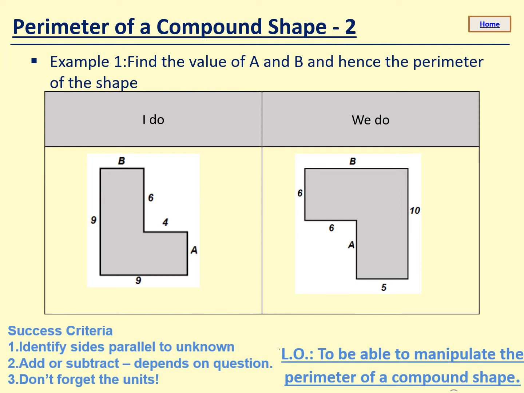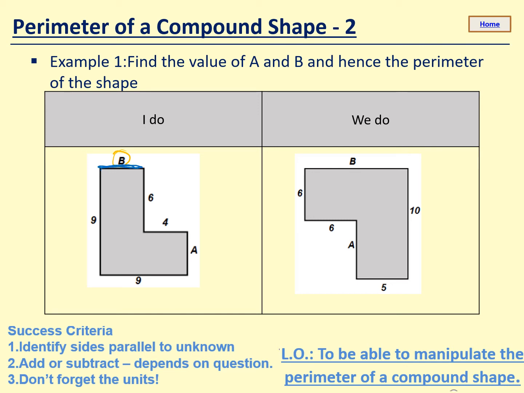So now we are going to learn how to manipulate the perimeter of a compound shape. In this case, it means that we are going to be working out the perimeter when we don't have explicitly given the length of all sides. So I don't know the length of B and the length of A, and these are unknown sides, and their length I need to work out. Let's start with B. Have a look at our success criteria: identify sides parallel to the unknown. So my unknown is B.